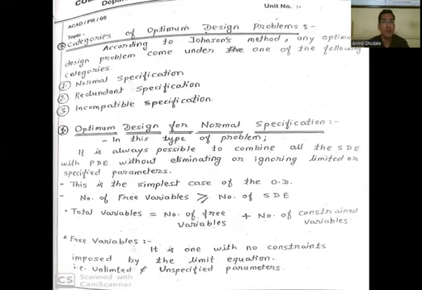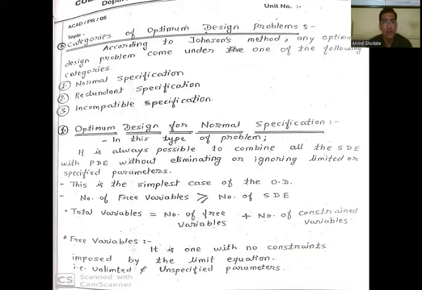Next, categories of optimum design problems. According to Johnson's method, any optimum design problem comes under one of the following categories. The first one is normal specification, the second one is redundant specification, and the third one is incompatible specification. We will see them one by one.